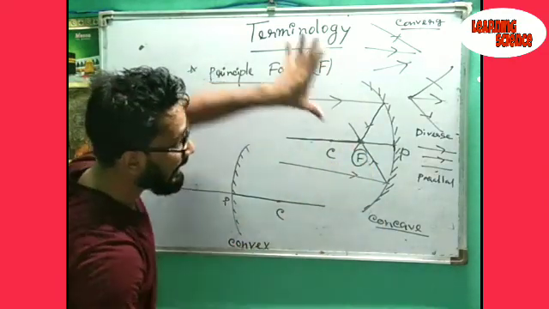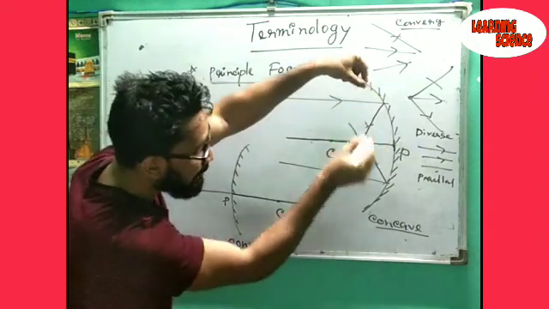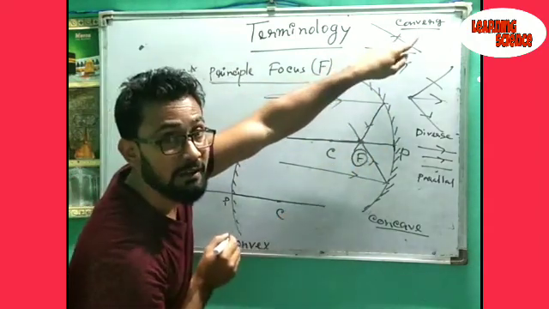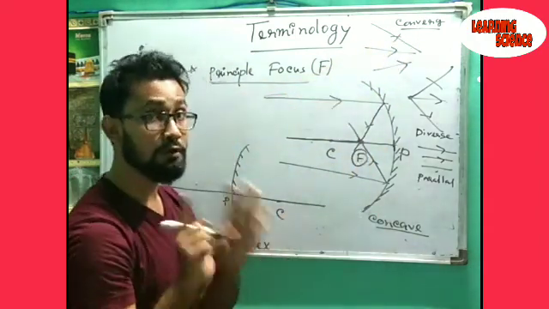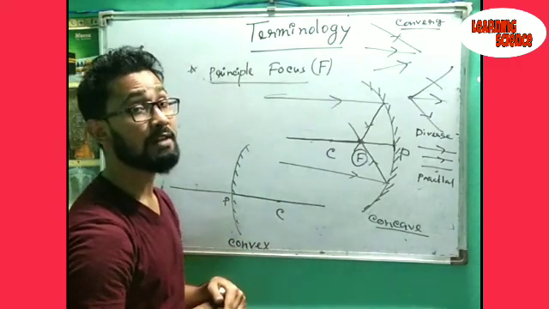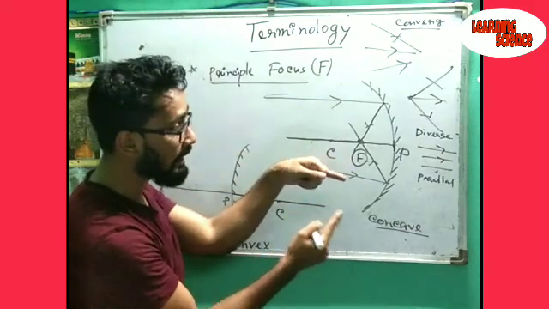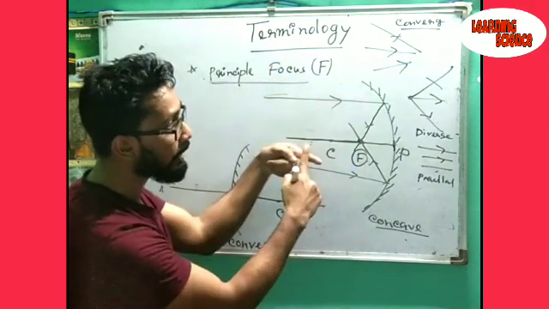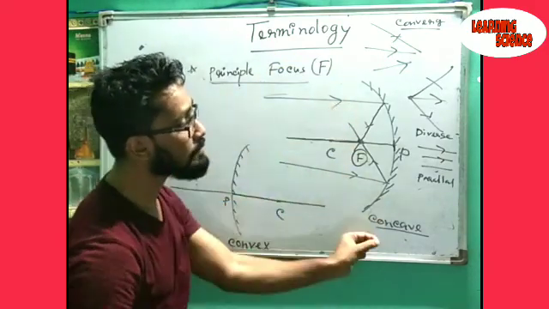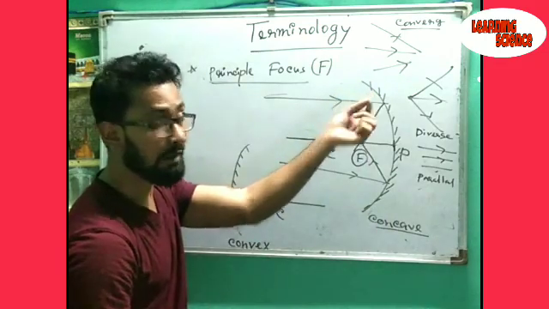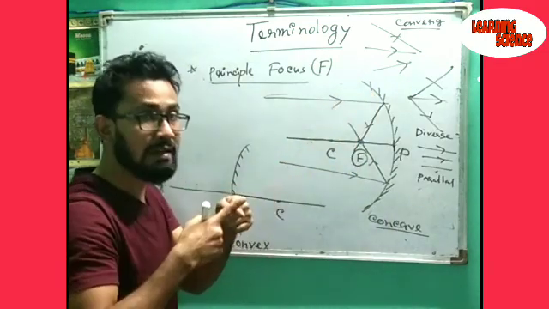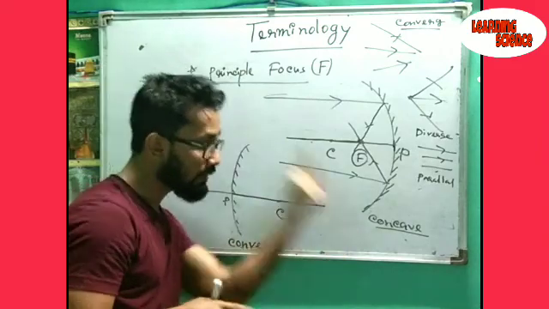Now what is happening here? After reflection, the light is meeting at a point. That means it is converging. That's why the concave mirror is also called a converging mirror. As the light rays after reflection meet at a point, this mirror is called a converging mirror, and the point where they meet is called the principal focus for the concave mirror.